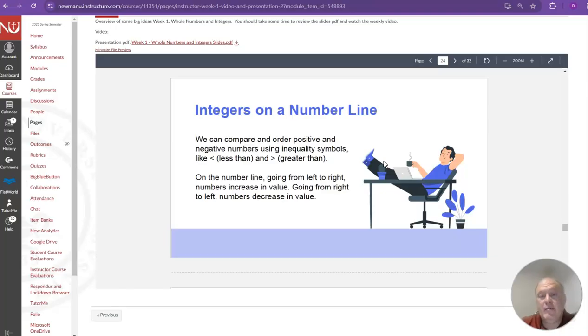We can compare and order positive and negative numbers using inequality symbols like less than or greater than. On the number line, going from left to right, numbers increase in value. Going from right to left, they decrease. So as you go further to the left, numbers get smaller, and as you go further to the right, the numbers get bigger.